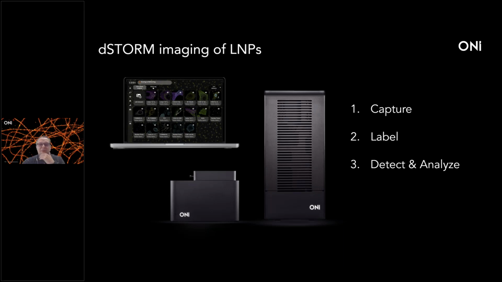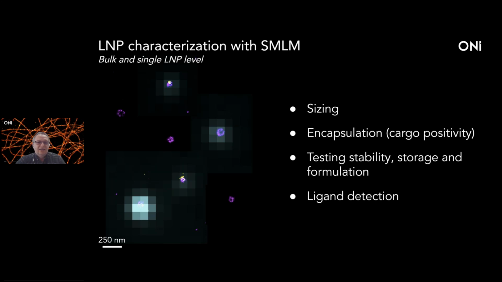So with that, I will show you today some examples of what you can do and how you can characterize lipid nanoparticles by using single molecule localization microscopy. As I mentioned earlier, you will get two kinds of information. One will be bulk information, similar to what we get from other techniques currently used for sizing or cargo positivity. But you will also get information at the single LNP level.